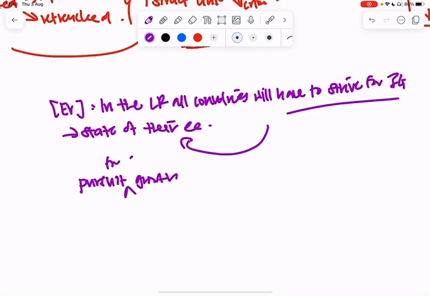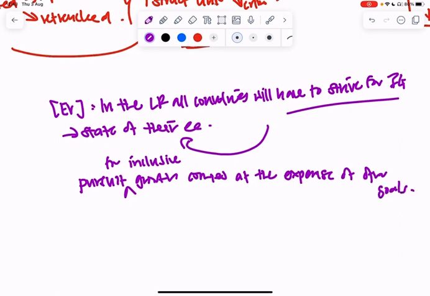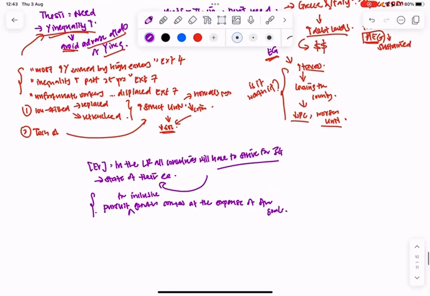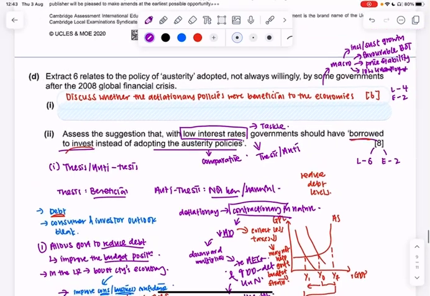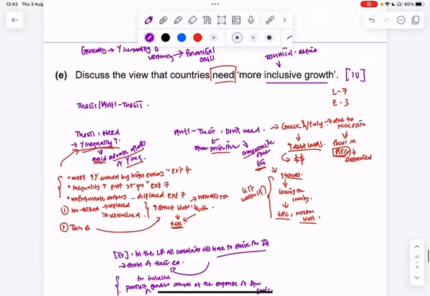for inclusive growth comes at the expense of other goals. For the very simple reason, you cannot have everything in the world at once. You have to sacrifice something. So it really depends on what a country's priority is at the point in time. But obviously, we will also concede that at the end of the day, all countries will need to pursue inclusive growth eventually. So this is a rough breakdown of how we would think through such higher order thinking questions. Maybe you can go back and look through the answers and see if this helps.